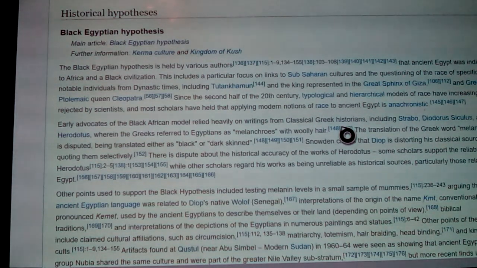Greek Ptolemaic Queen Cleopatra. Since the second half of the 20th century, typological and hierarchical models of race have increasingly been rejected by scientists, and most scholars have held that applying modern notions of race to ancient Egypt is anachronistic and just trying to let it go because black people go crazy whenever they figure out that they West Africans weren't East African Caucasians. And why would they? And when they find out they're not a part of the Bible in any way, shape, or form either, why would they? It wasn't their book.